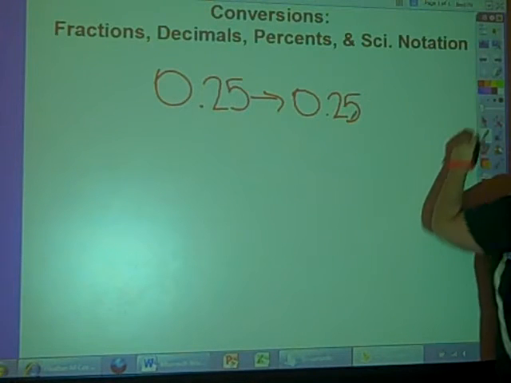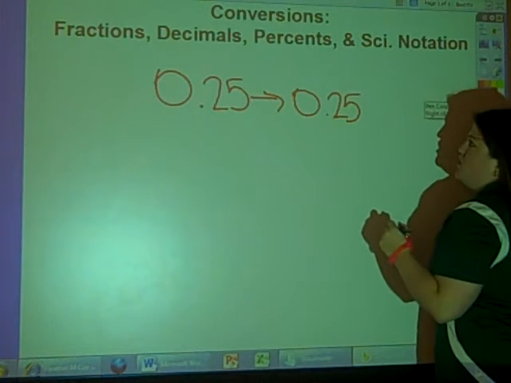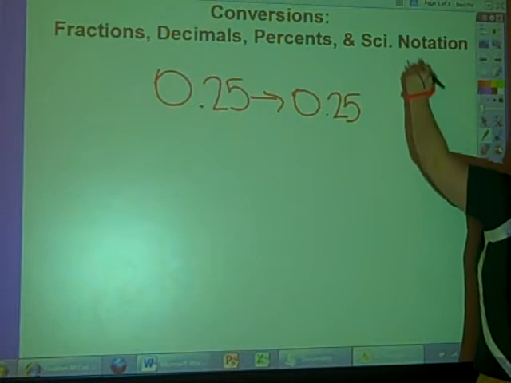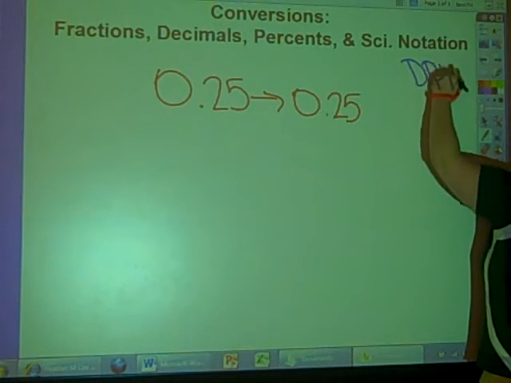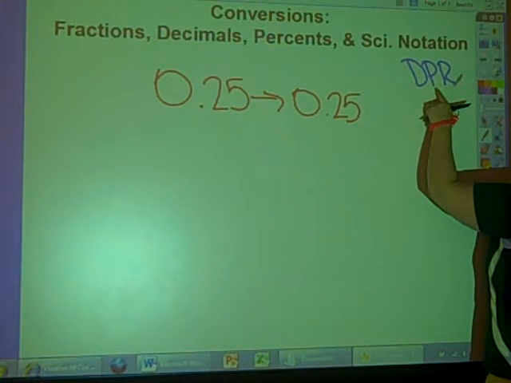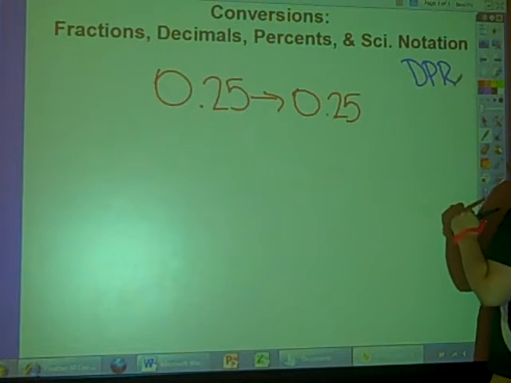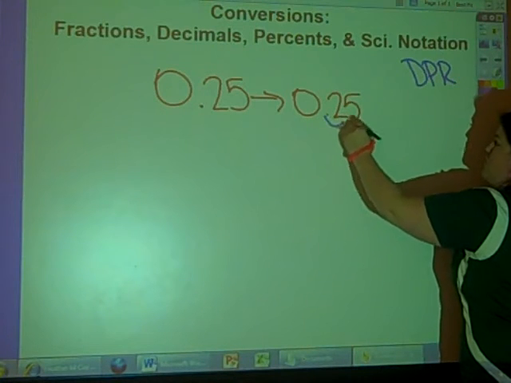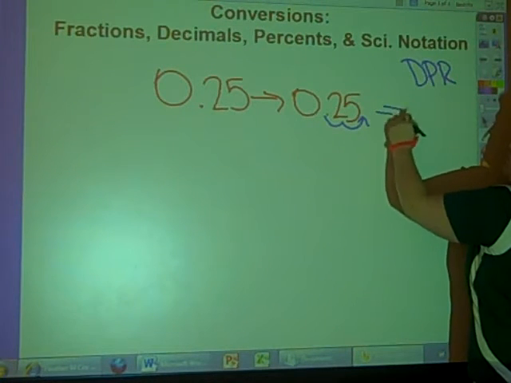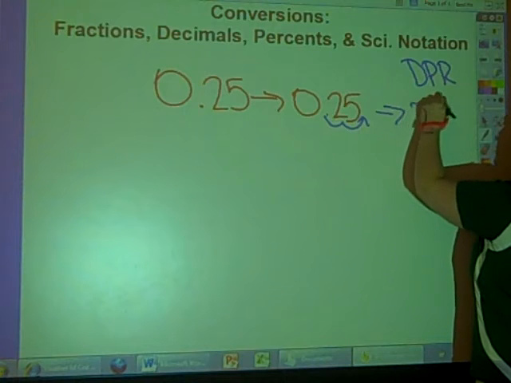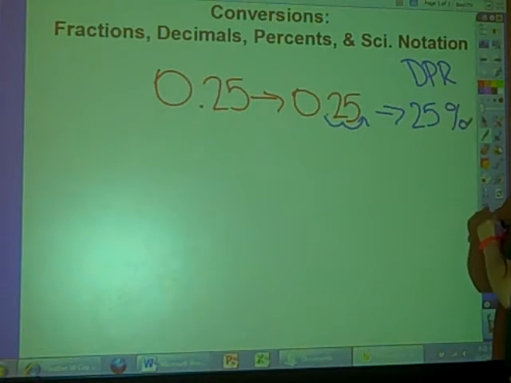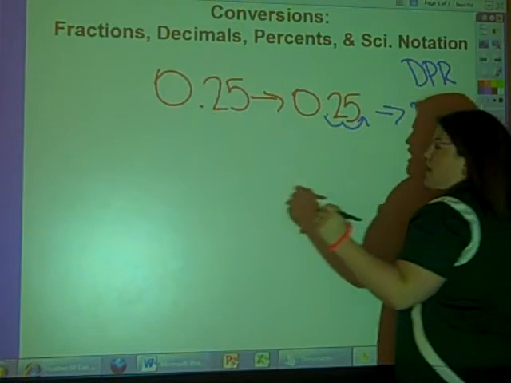And the rule for that states that you're going to take your decimal and move it 2 places to the right. Some people like to think of Dr. Pepper when they do this because it's decimal to a percent, right 2 times, and that means that the decimal will be moved right twice. So once, twice, so we can rewrite that as 25, and then your final step would just be to add a percent sign.